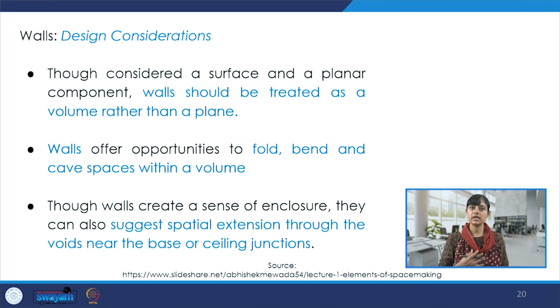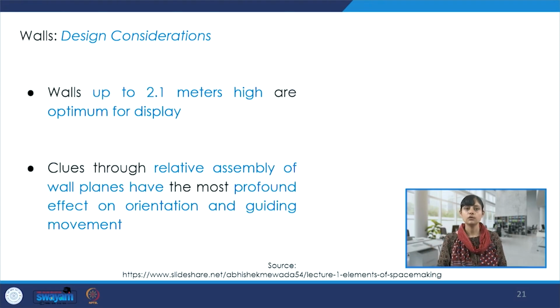Also, we continue with the design considerations and try to understand that walls could be treated as volume rather than just a plane. And that's a very important aspect for us as designers to understand. Now, walls fold, bend, and cave spaces within a volume. They also suggest partial extension through the voids that we see near the base or the ceiling junctions. Walls up to 2.1 meters high are optimum for display. And the relative assembly of wall planes has a profound effect on orientation and guiding movement.